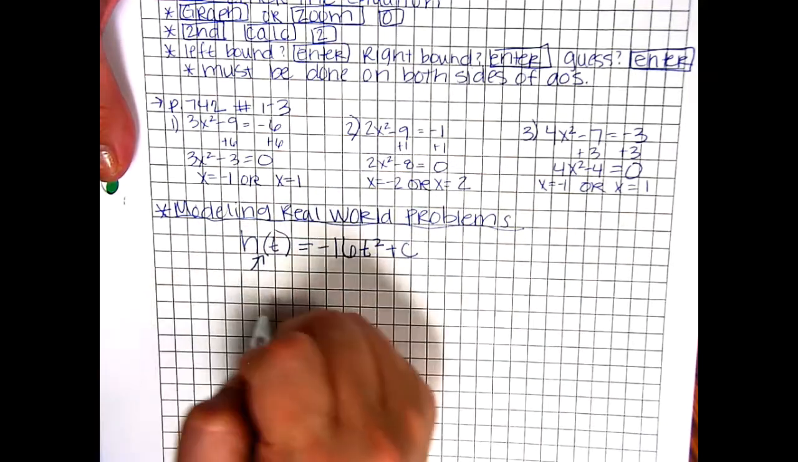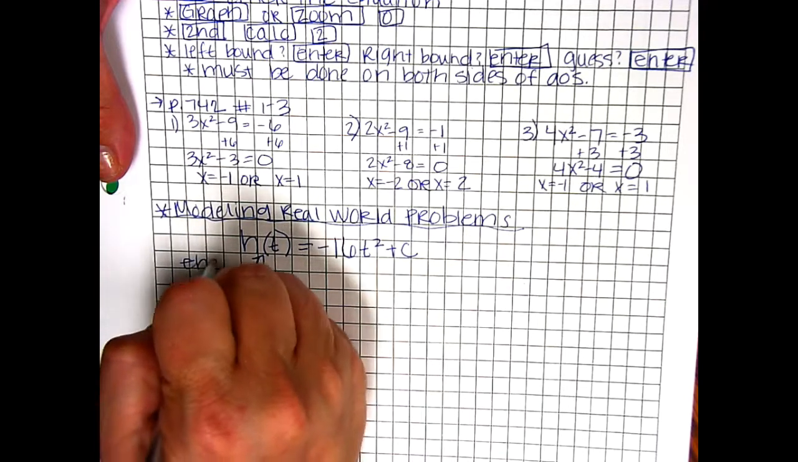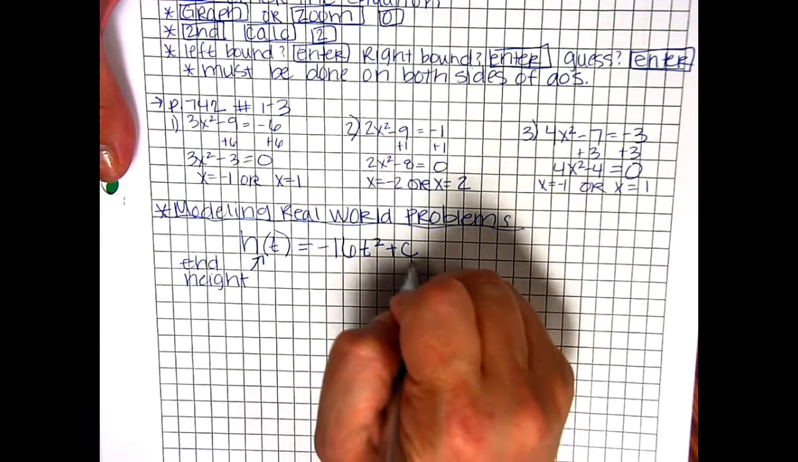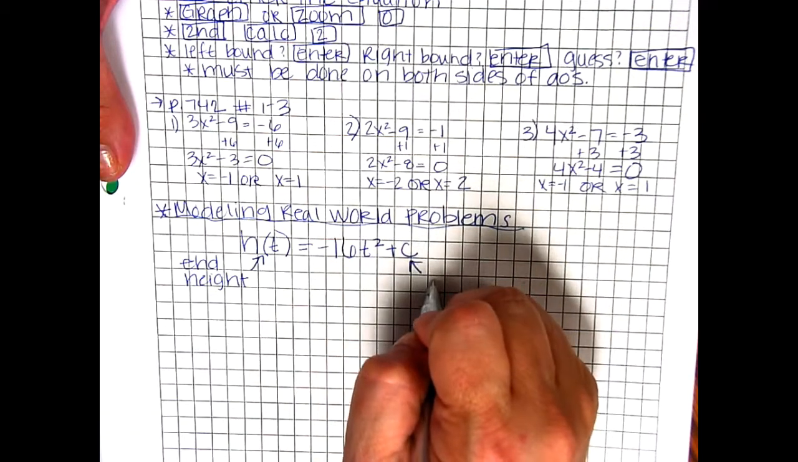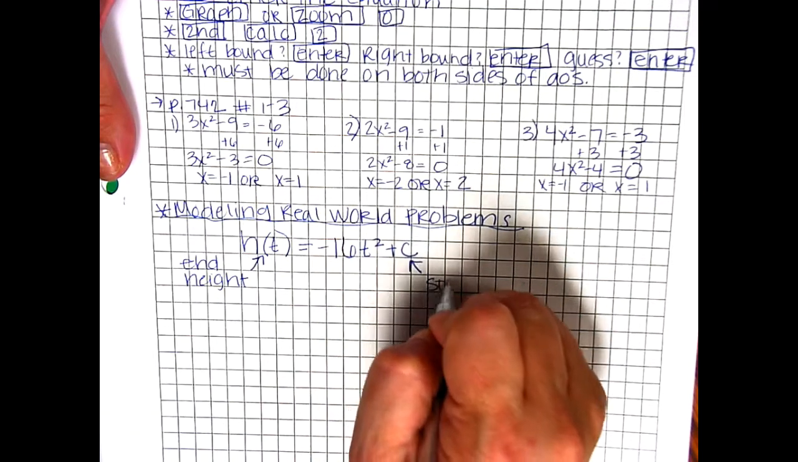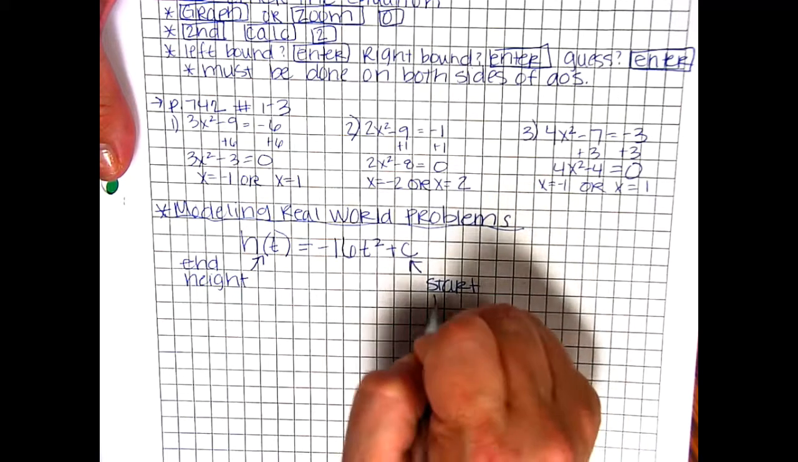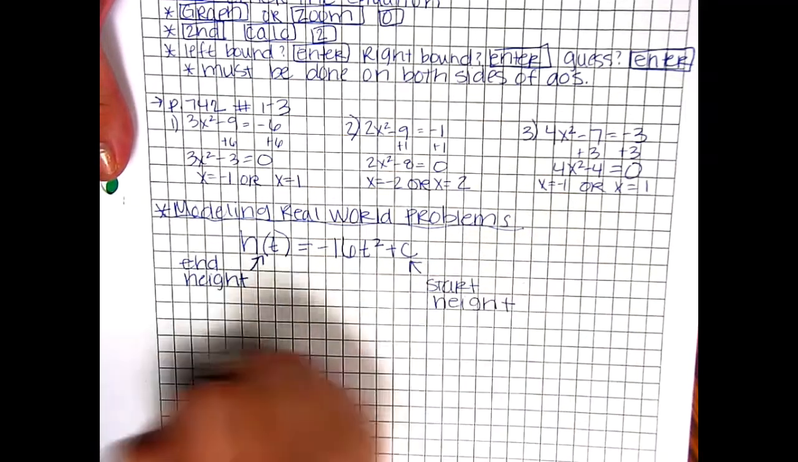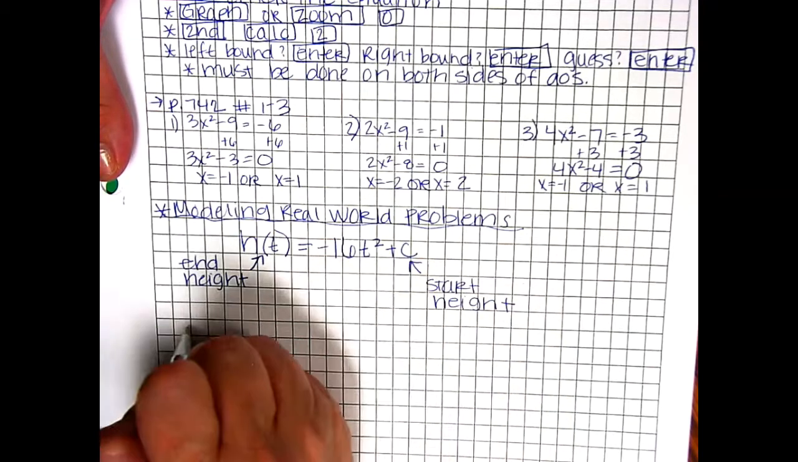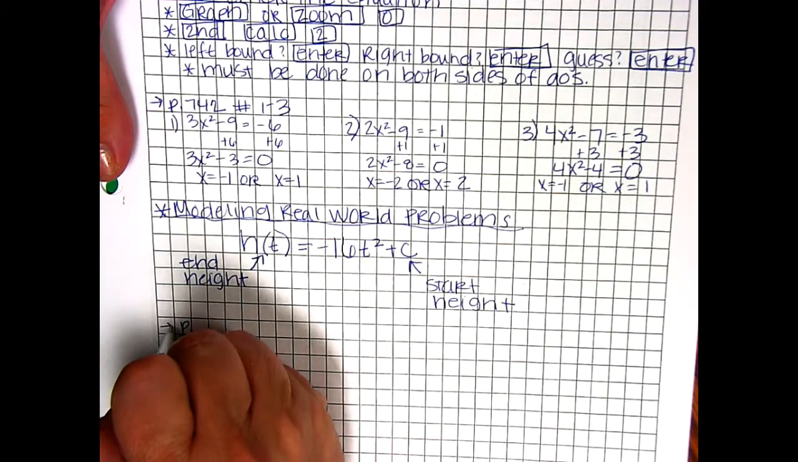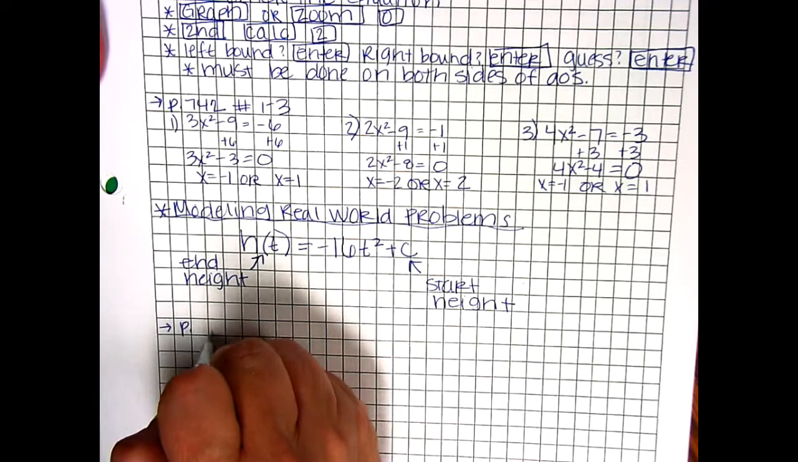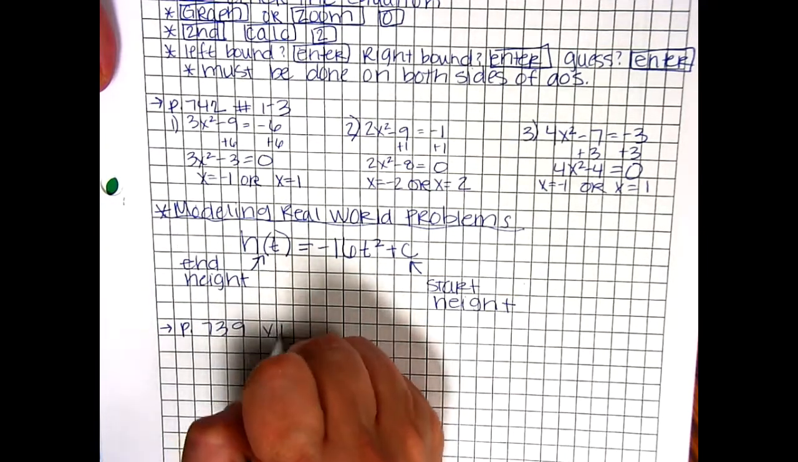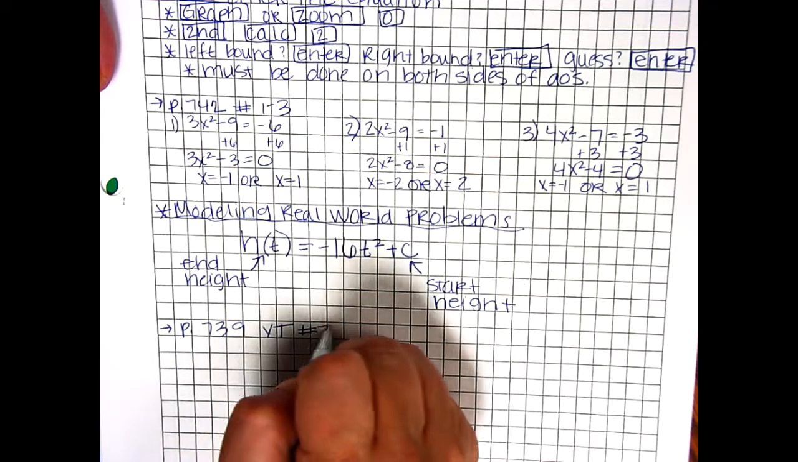H of t is the end height. C is the start height. So this problem is going to come from page 739, your turn number 7.